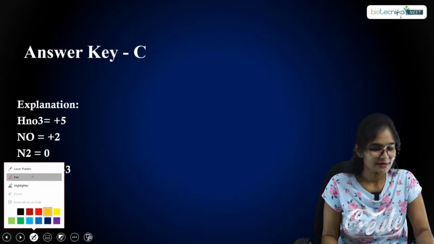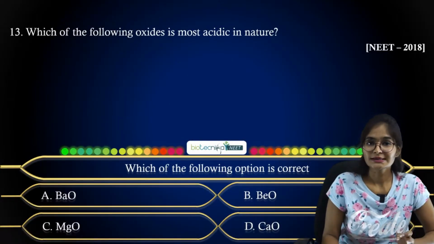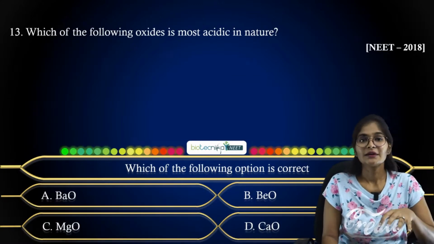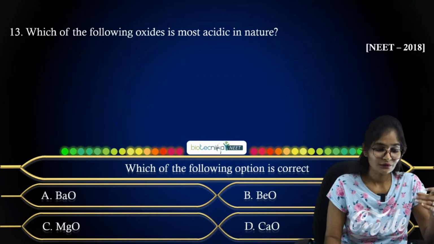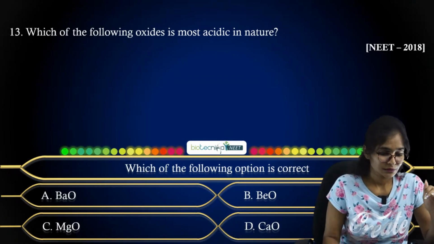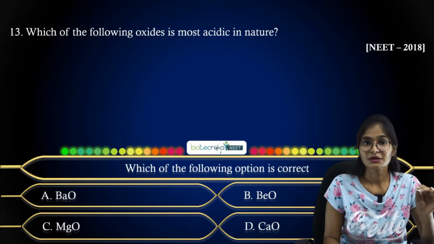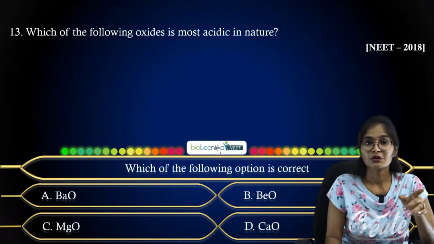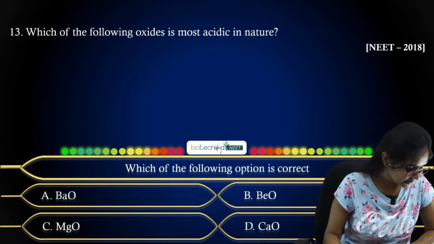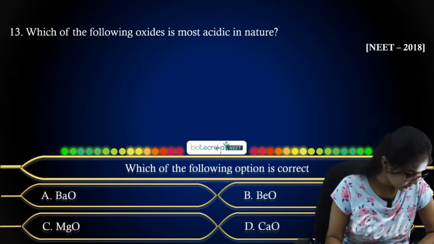Now coming to the next question: which of the following oxides is most acidic in nature? They have given a few metal oxides, and you have to tell me the option. Option A is barium oxide, option B is beryllium oxide, option C is magnesium oxide, and option D is calcium oxide. What answer will you choose for this question? Let me know.